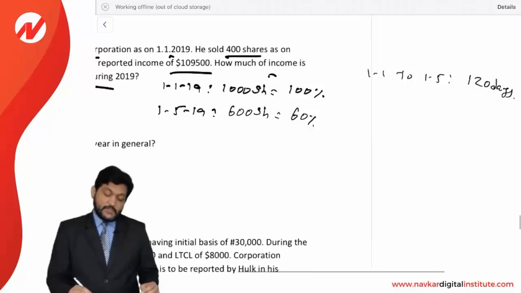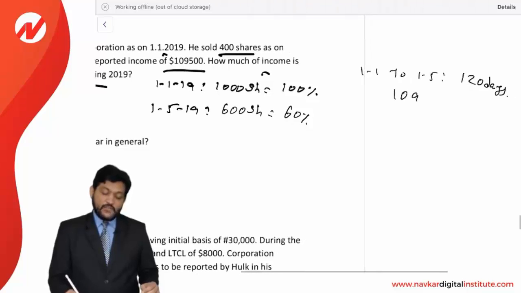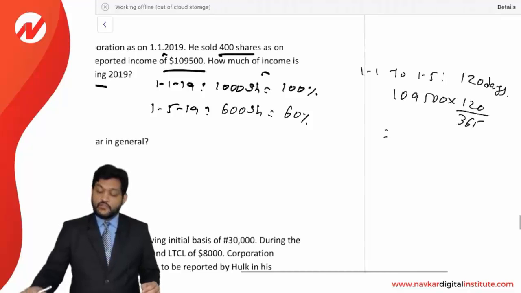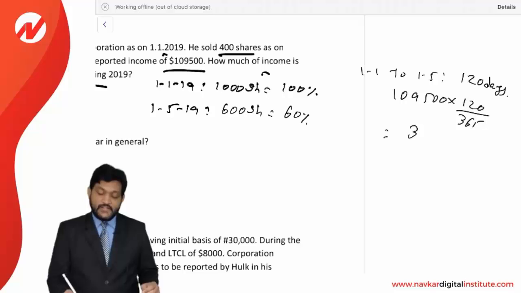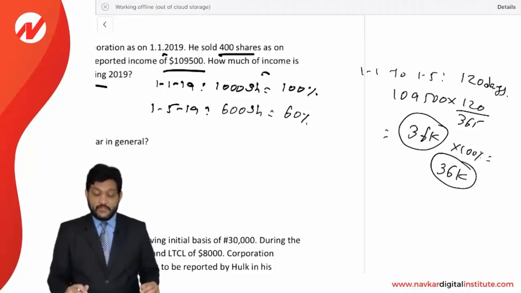Now total income has been 1,09,500. Out of that, the 120 days income is 1,09,500 into 120 divided by 365, which is 36,000. This 36,000 and his ownership percentage is 100%. So total 36,000 is going to be reported to him as income.